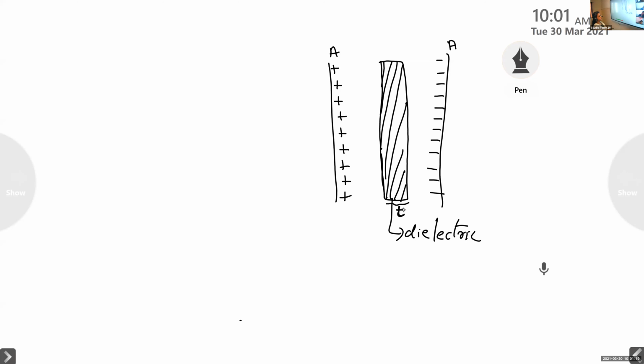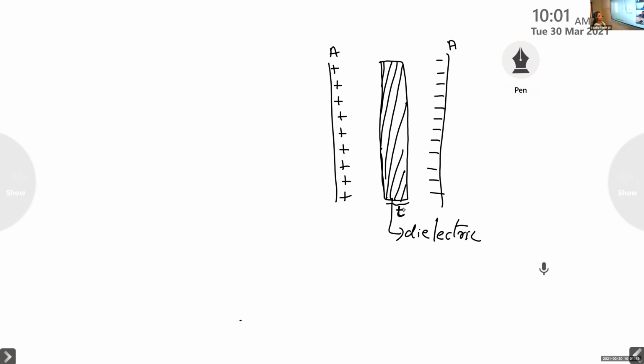Actually, this case is not given in your textbooks. All of you must listen here. In the first case, we are considering the two conductors and the medium of separation between them is air. Here in this case, instead of air, we are placing a dielectric between these two conductors. And the thickness of the dielectric is given by t.